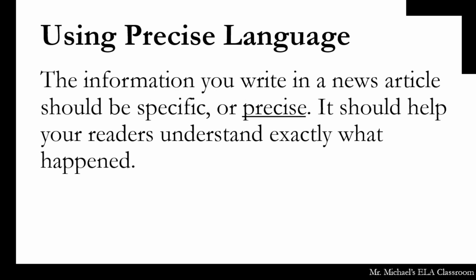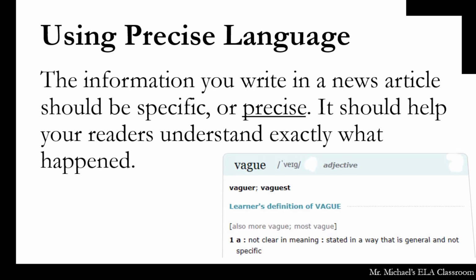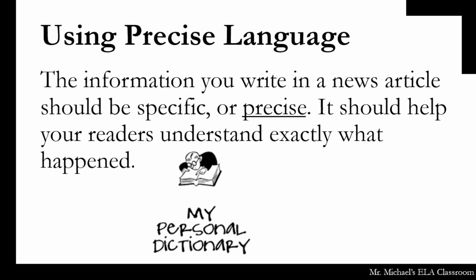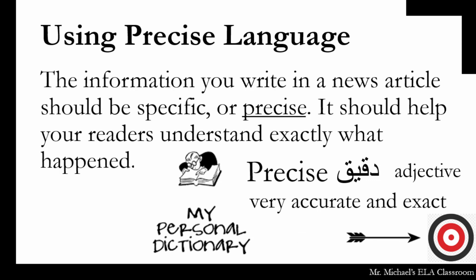So, using precise language. When we are writing our news articles, the information we give needs to be specific or precise. It should help your reader understand exactly what happened. It should not be vague or hard to understand. Precise means very accurate or exact, much like an arrow that hits a bullseye is very precise.